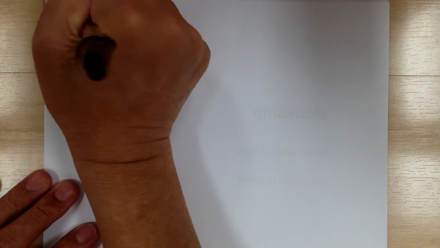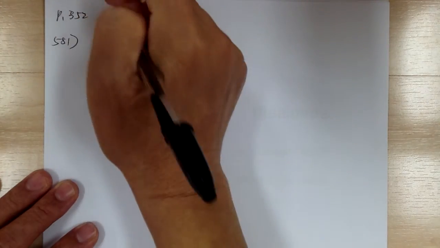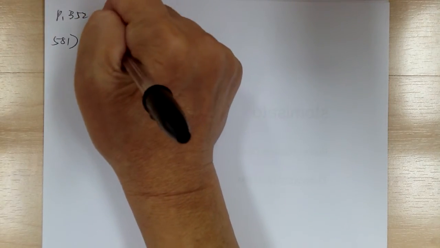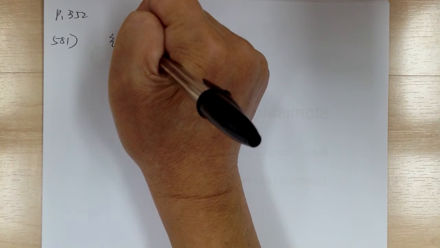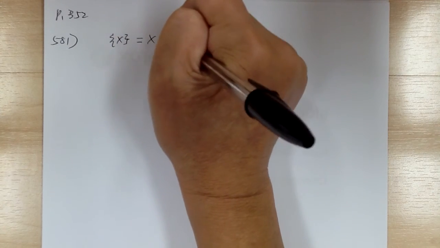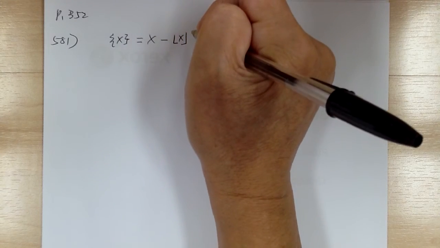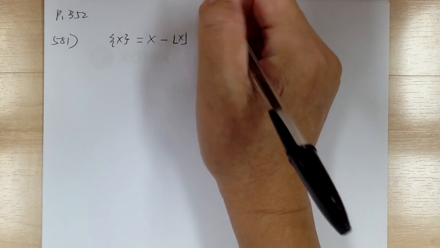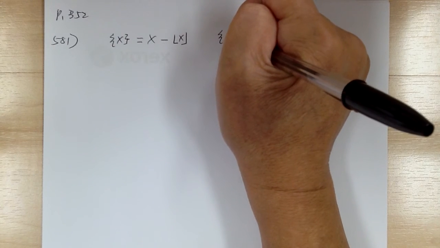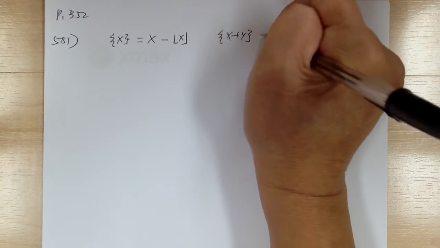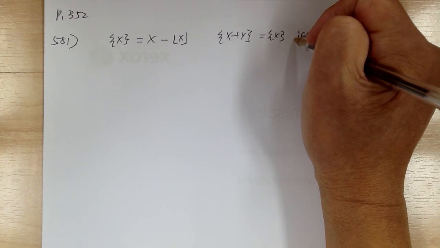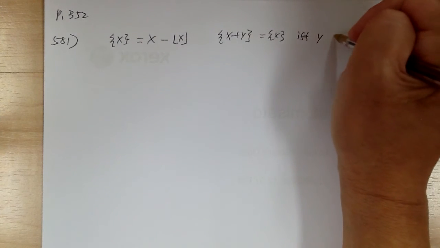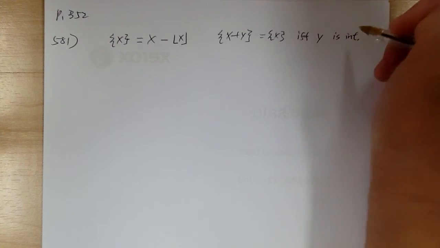Okay, let's go to the next one. It says if the decimal part of x is equal to x minus the floor function of x, show that for all real numbers x and y, the decimal part of x plus y is equal to the decimal part of x if and only if y is an integer.